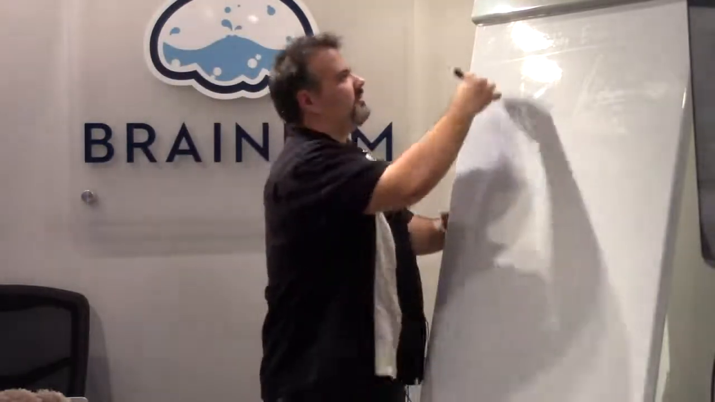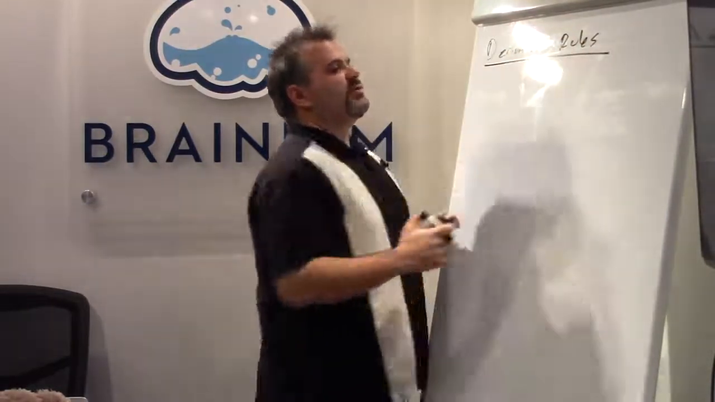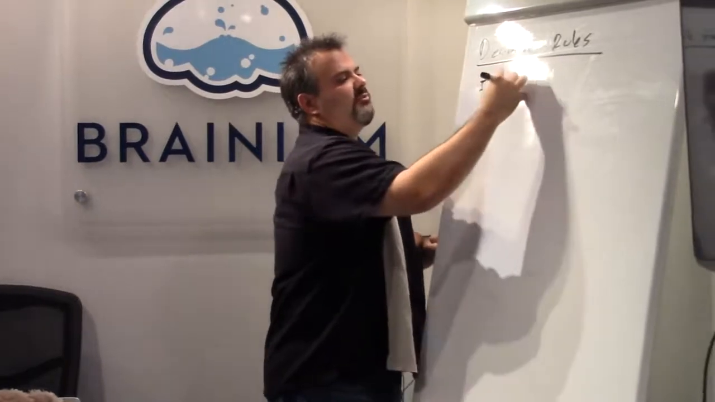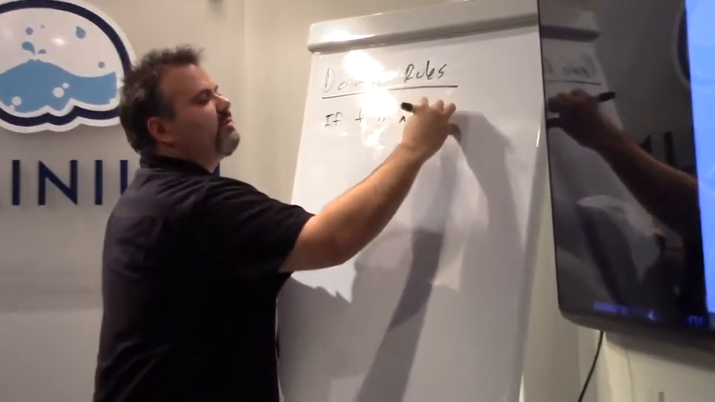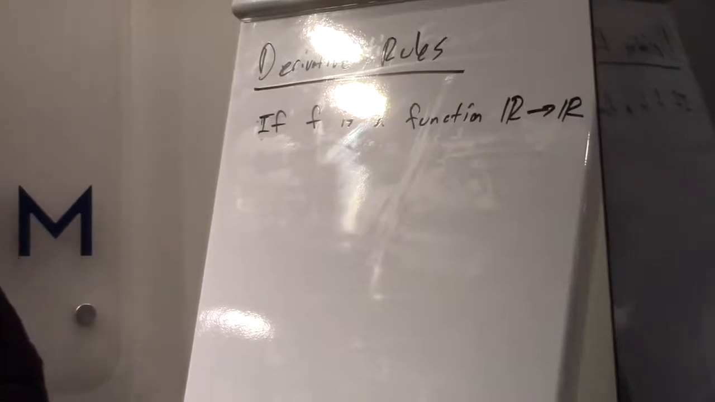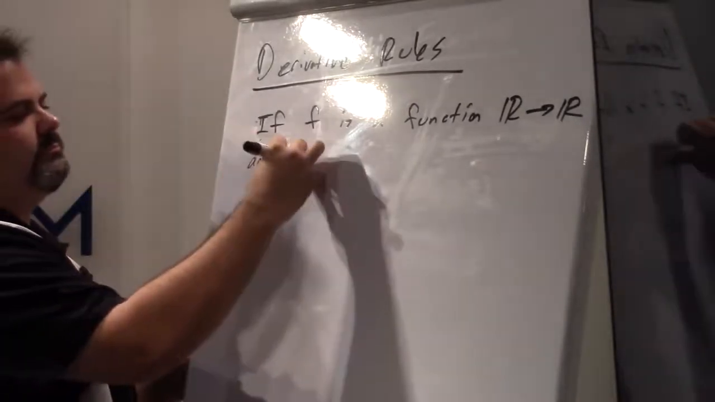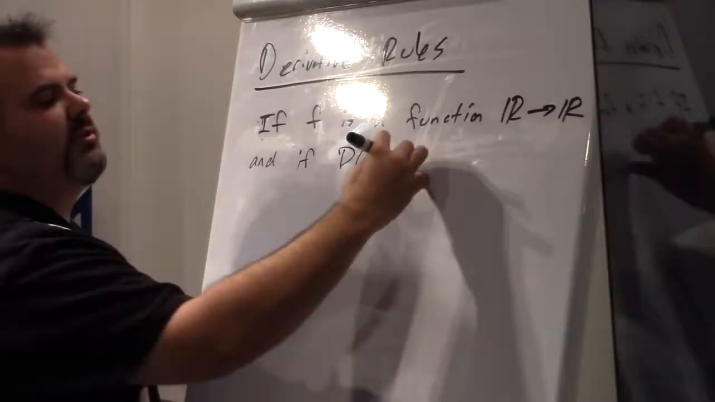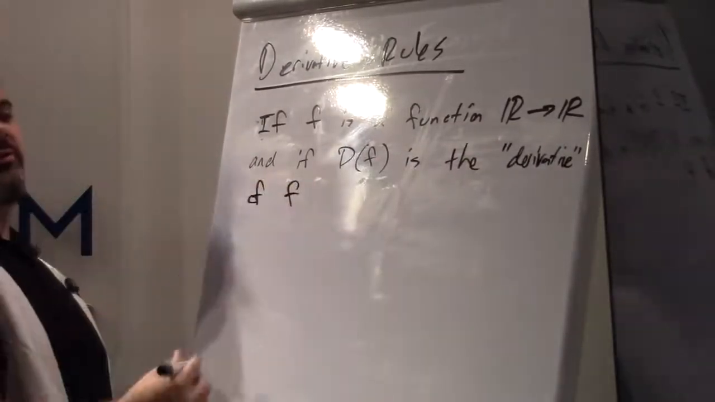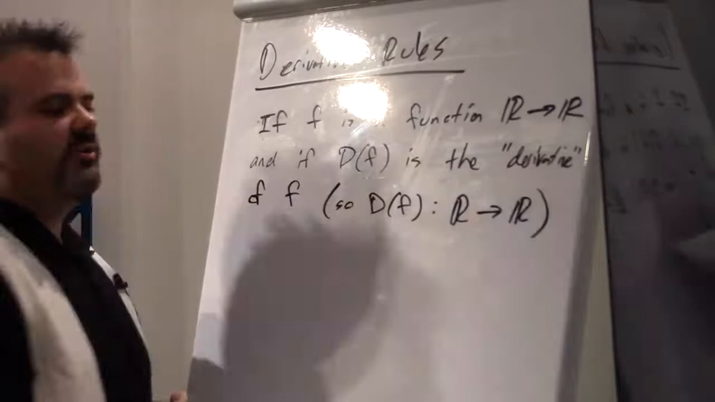Before we do it, we have to see how people do derivatives, and we're going to teach the computer to do exactly the same thing. Okay. So a couple of derivative rules. Let's say f is a function. And when I say function, I don't mean a Haskell function, but a mathematical function, where you plug in a number and you get a number. And let's say df is the derivative of f. So df has type R to R, if it exists.